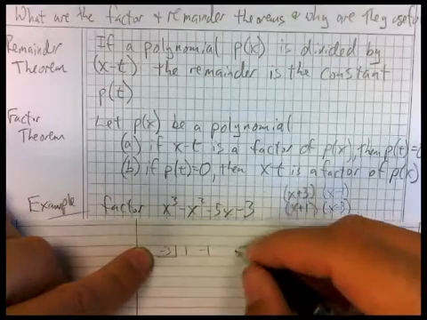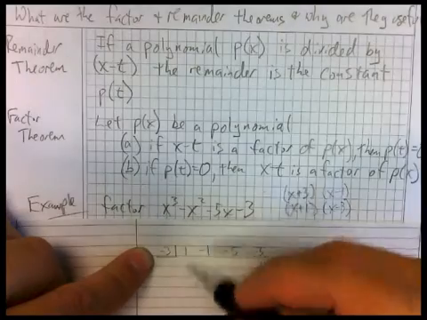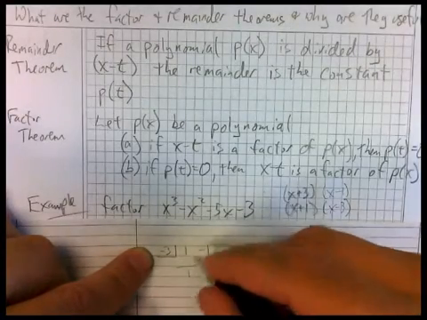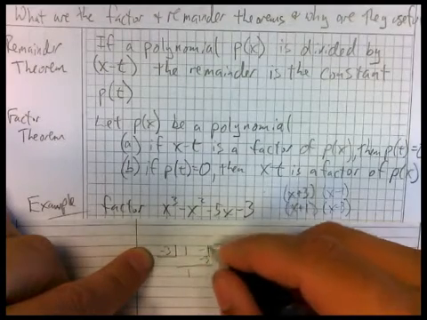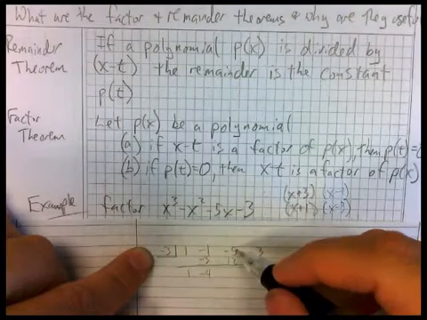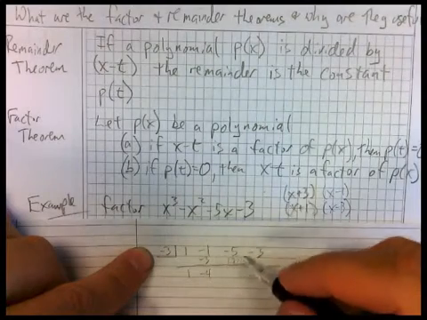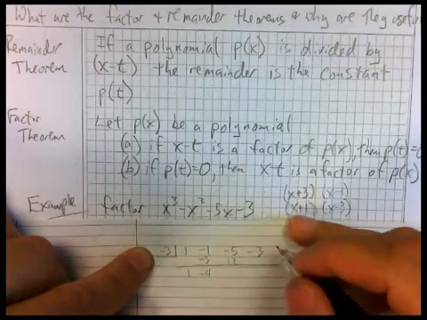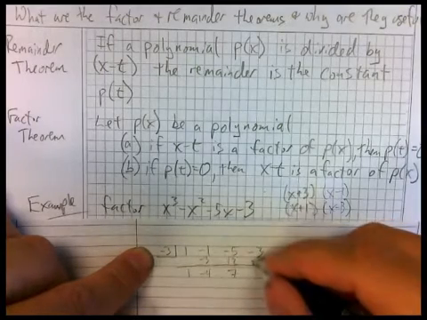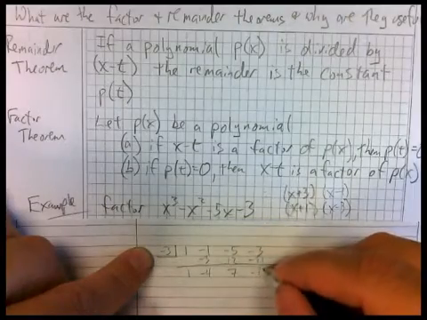Okay? So what are my coefficients here? 1, negative 1, negative 5, negative 3. All right, when I plug that in, I get 1 times negative 3 is negative 3. Add those together, I get negative 4. Multiply those together, I get 12. Negative 5 plus 12 is 7. 7 times negative 3 is negative 21. That adds up to negative 24.